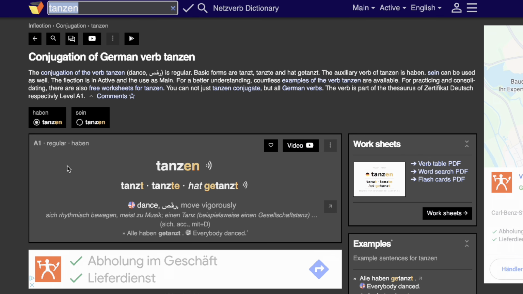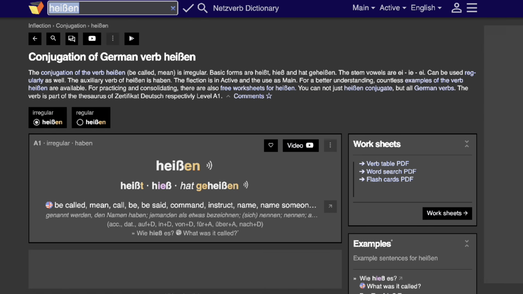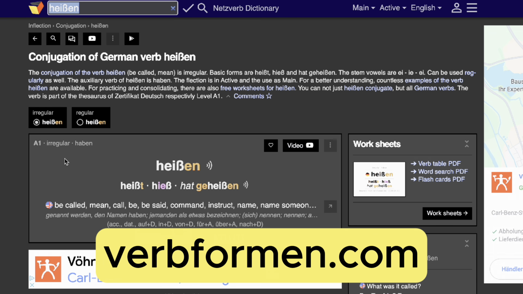Let's take an example of a verb which is not regular. So I will write heißen, which means to be called, as ich heiße. So in this case, you see that it is an irregular verb. We will learn irregular verbs in another video, but this was just to give you an idea of how you can find whether a verb is regular or not.